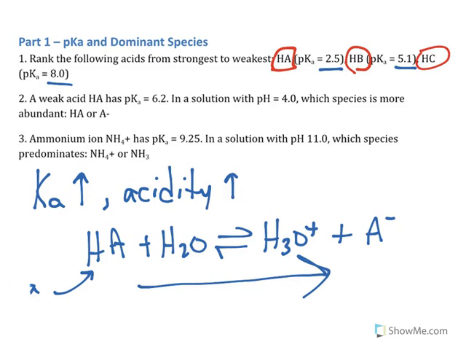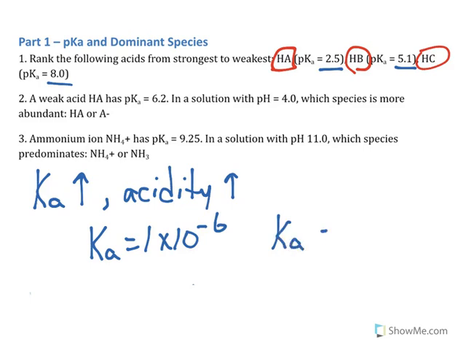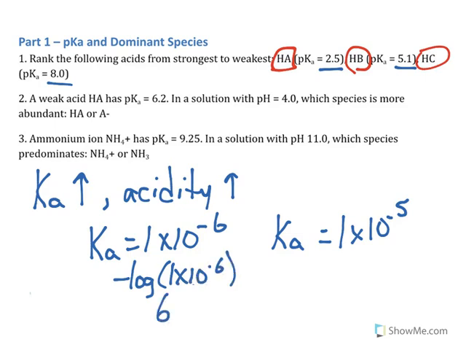Where this confuses students, though, is that pKa runs backwards of that. So, for example, let's say you have a Ka that's equal to 1 times 10 to the negative sixth, versus a Ka that's equal to 1 times 10 to the negative fifth. Well, to find the pKa, you're just taking the negative log of this. When you take the negative log of 1 times 10 to the negative sixth, you end up just getting 6. But if you take the negative log of 1 times 10 to the negative fifth, you end up getting 5.